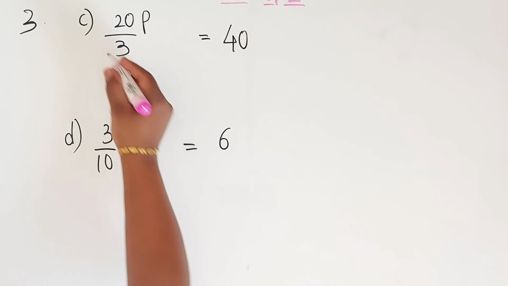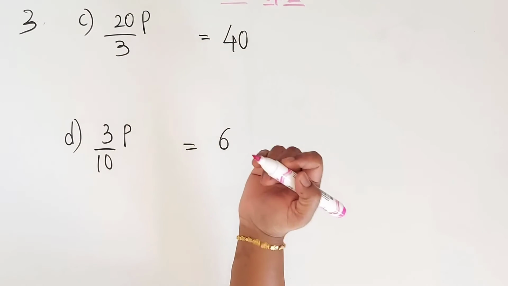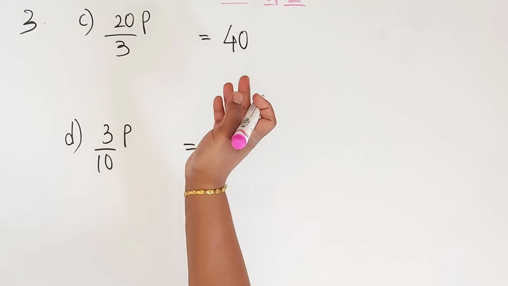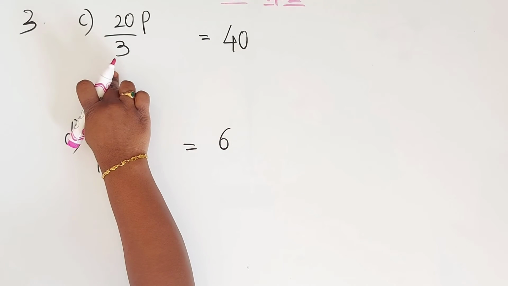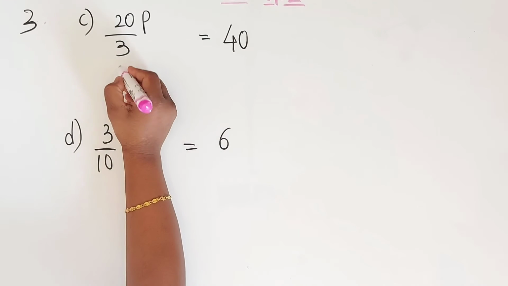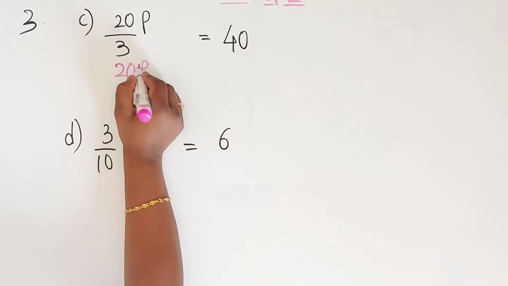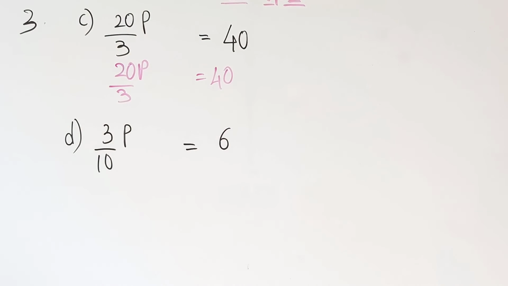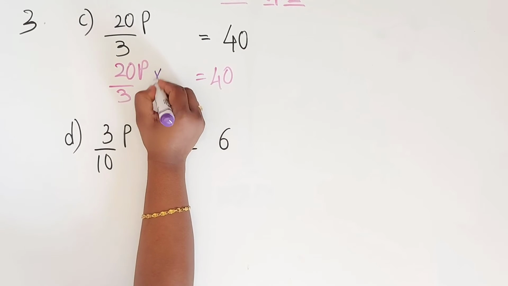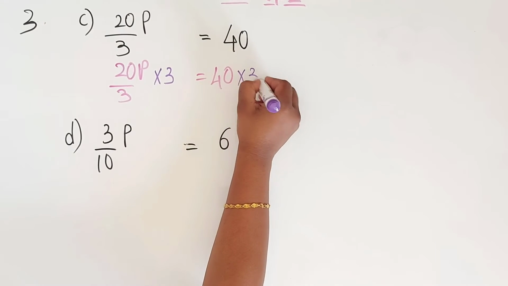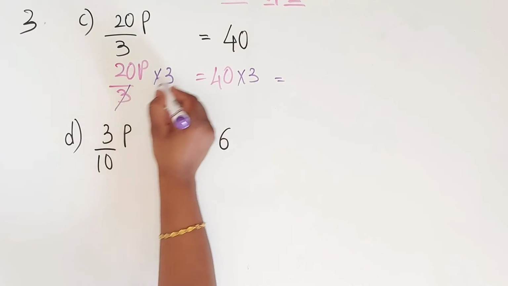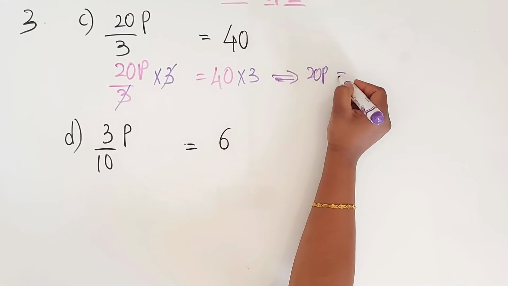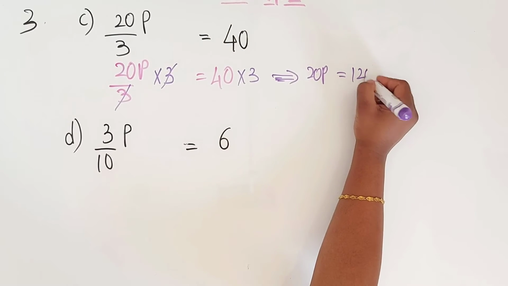Question C, 20p by 3 equal to 40. First we have to do multiplication by 3, children, so that we can cancel this 3. Right? Let us start. 20p by 3 here and 40 here, right? Now we are multiplying with 3. That is the first step. Correct, children? So 3 will get cancelled. Here 20p equal to 40 into 3, 120.